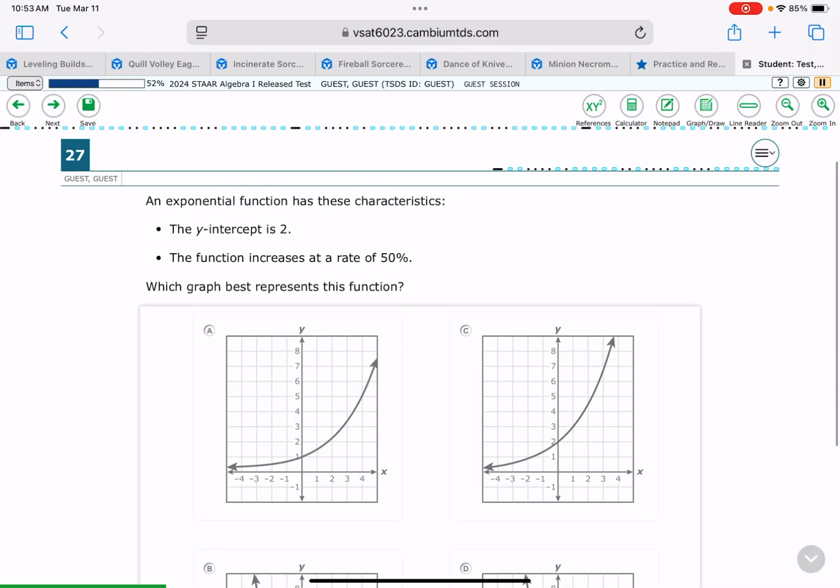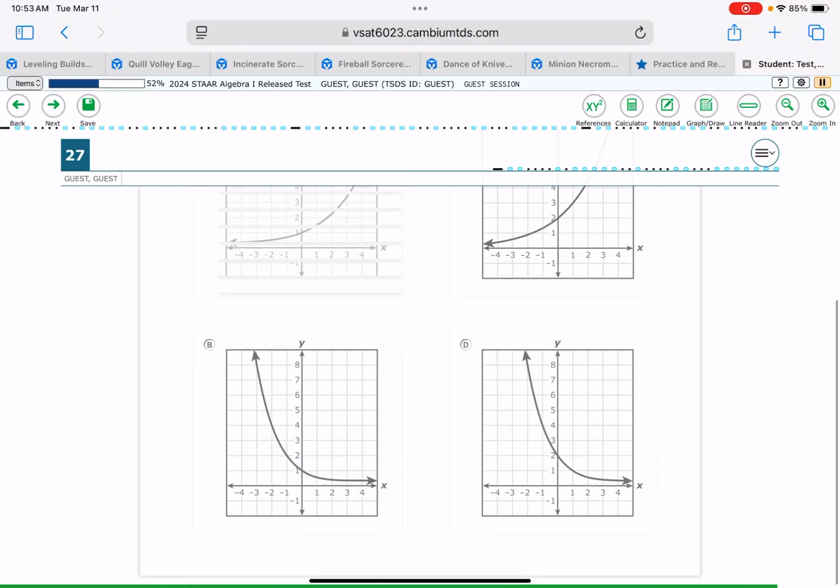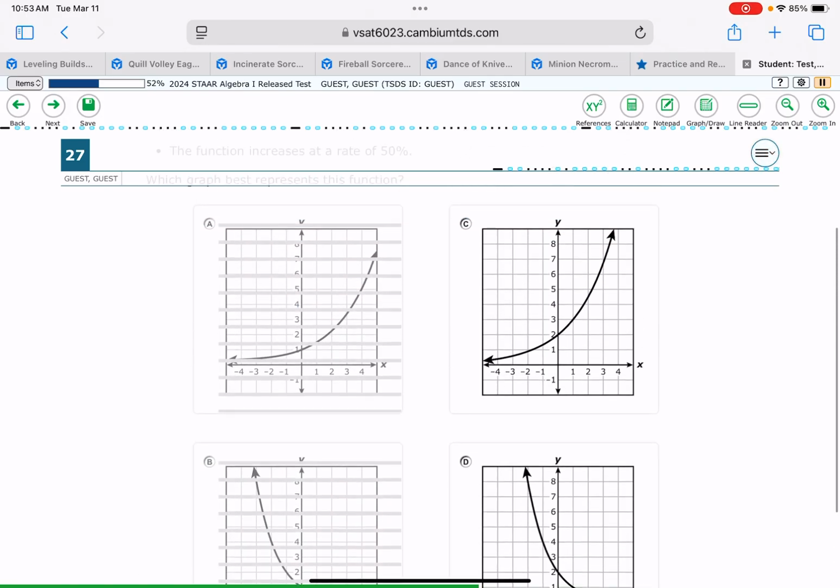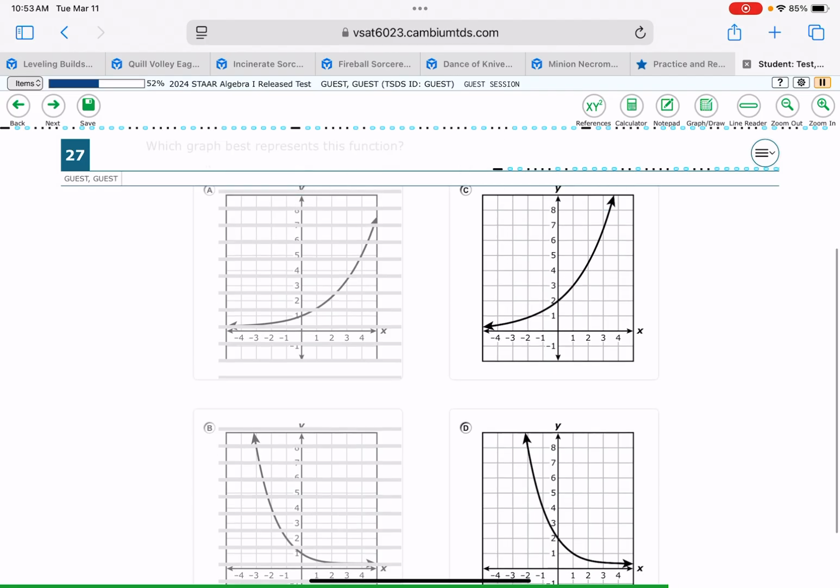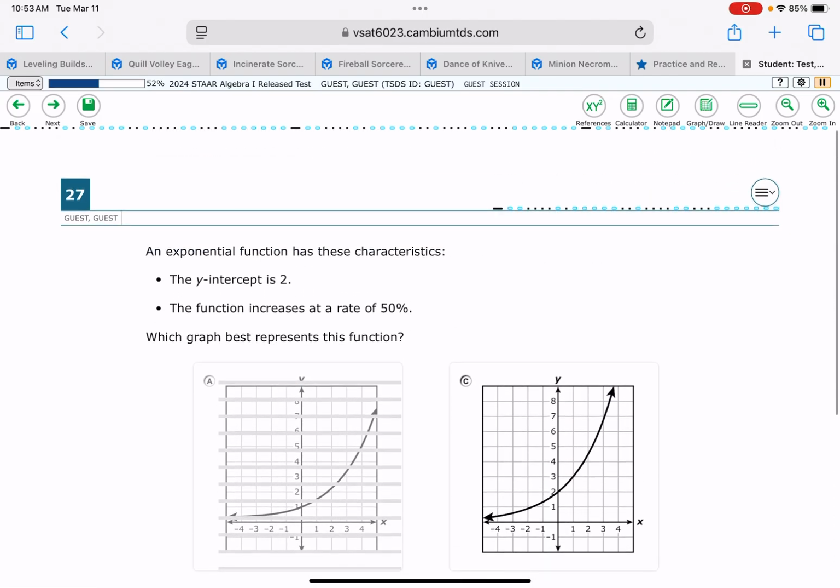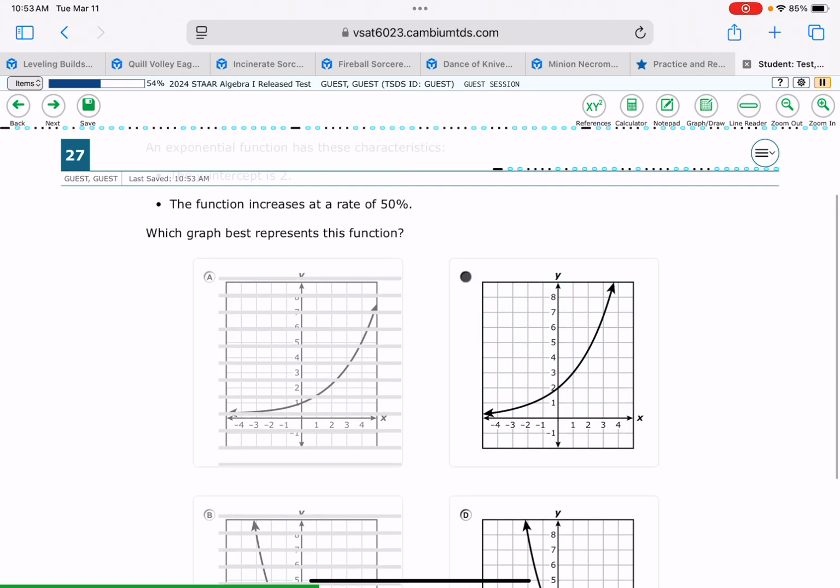I'm going to eliminate the answer choices that don't have a y-intercept of 2. So that's A, and that is B. So the remaining answer choices, I have C and D. The biggest obvious differences are one is increasing, the other one is decreasing. It says the function increases at a rate of 50%. So that means that I'm going to choose my answer C because the graph is going up. That is, the values of x are increasing, the values of y are also increasing.